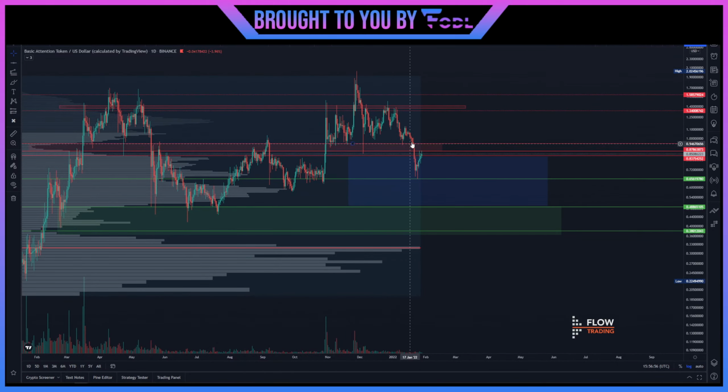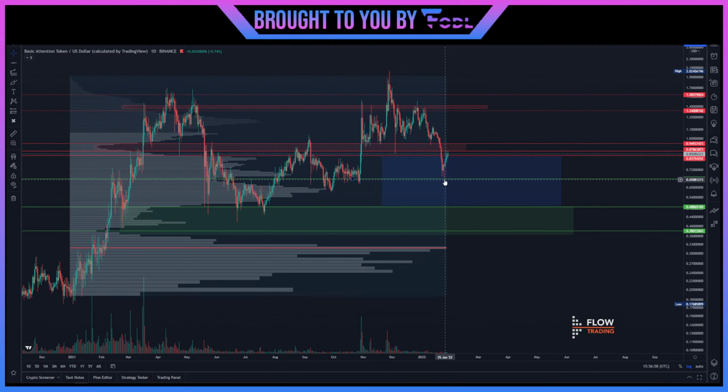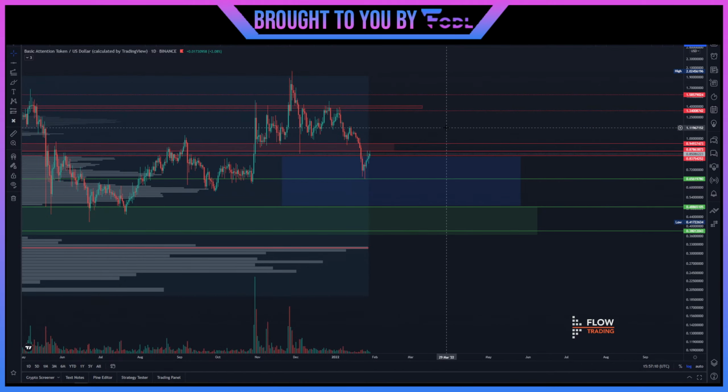So essentially what I said is that this is a level of support. This is basically where we bounced, and now we have to wait and see if we can get acceptance back above to this range here, which is essentially this high volume cluster. We're not seeing that right now. So far we've had two taps of that and we've been rejected.